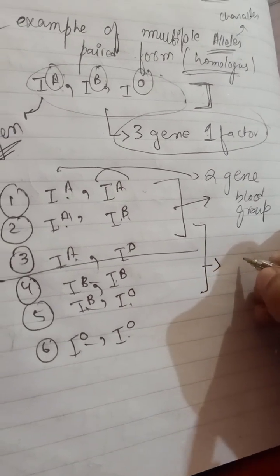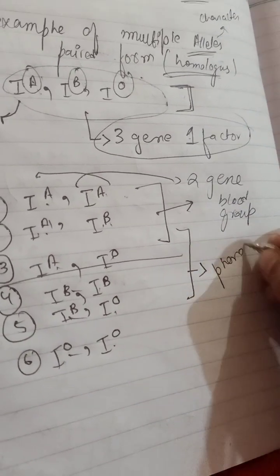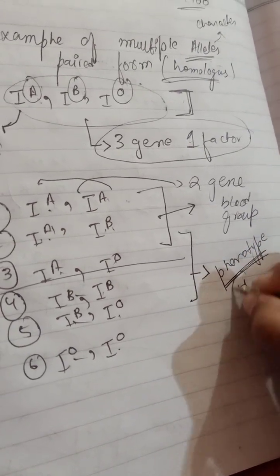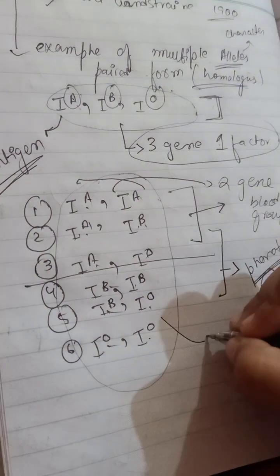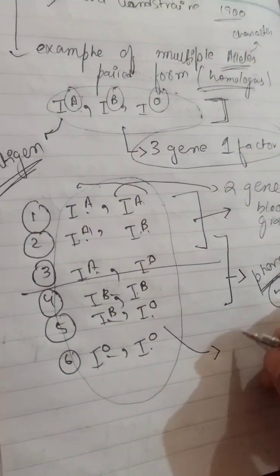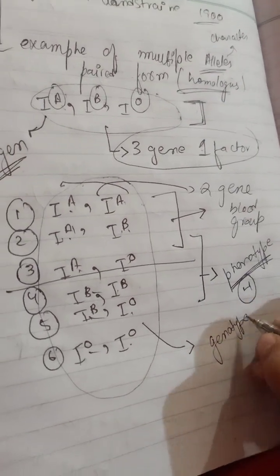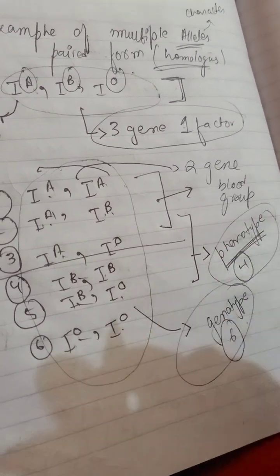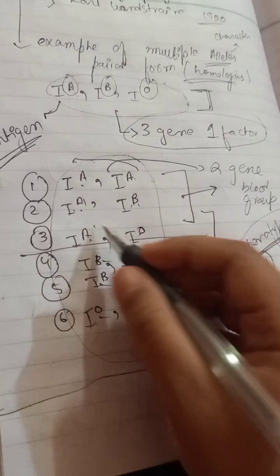Since we have four blood groups, we call that the phenotype. And these are the six genes in paired form, which we call the genotype. So the genotype ratio is six, and the phenotype is four, because we have four blood groups.